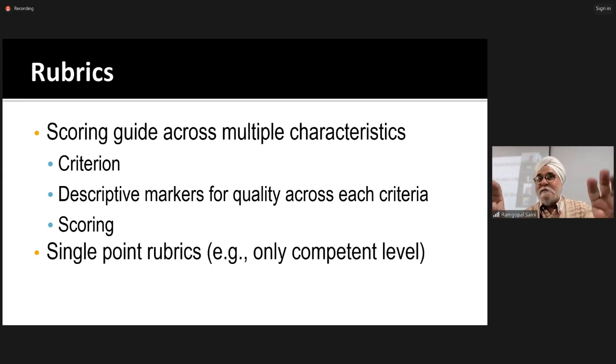Rubric is a modification of rating scale, right? Or when you have to do multiple characteristics of the same thing. For example, the criteria: what did he do, how did he do it. Descriptive markers, like communication was very good, language was very good, but this was not okay, that was not okay. And when you have to score. So it's a three-dimensional figure. Rubric is three-dimensional, which includes criteria, descriptive markers, and scoring.